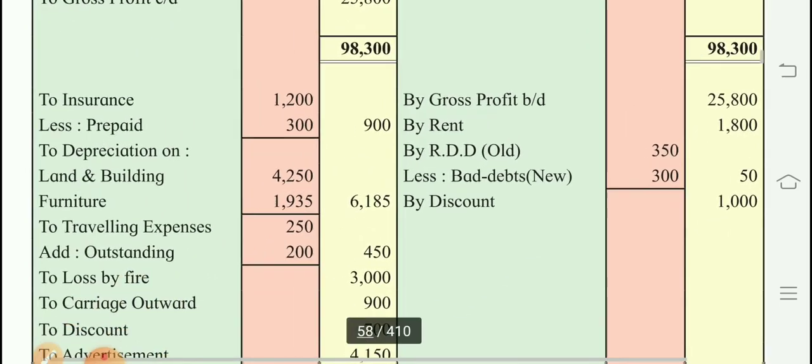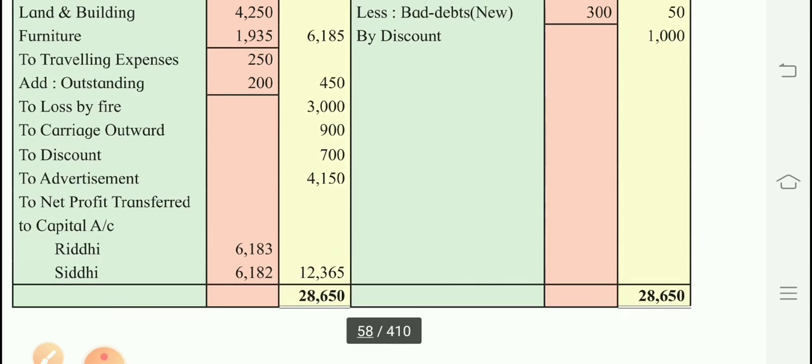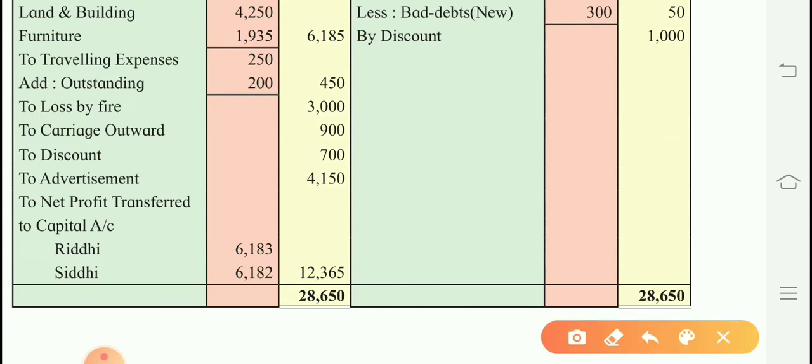At last we will do the total of profit and loss accounts both the sides. See, the total of credit side is 28,650 and the total of debit side of profit and loss account is 16,285. So the credit side is greater. We have written the total on both the sides. Deduct the debit side total from credit side total. The difference will be our net profit. See here we have the net profit of rupees 12,365.